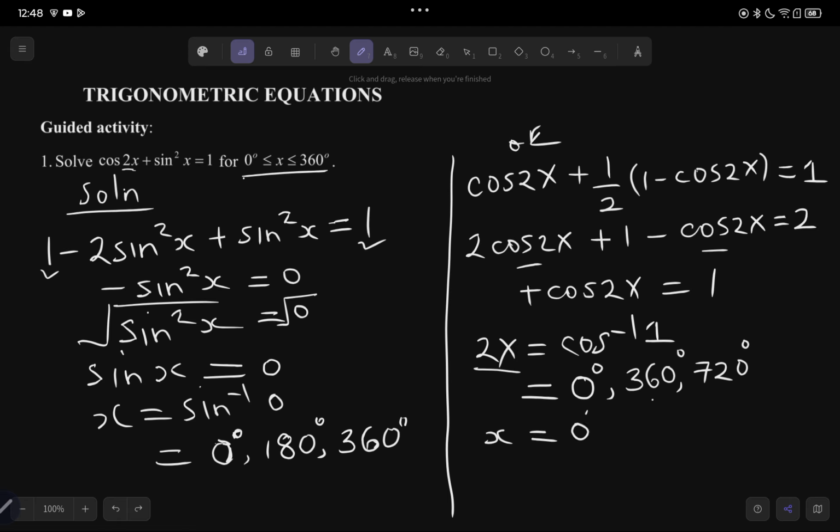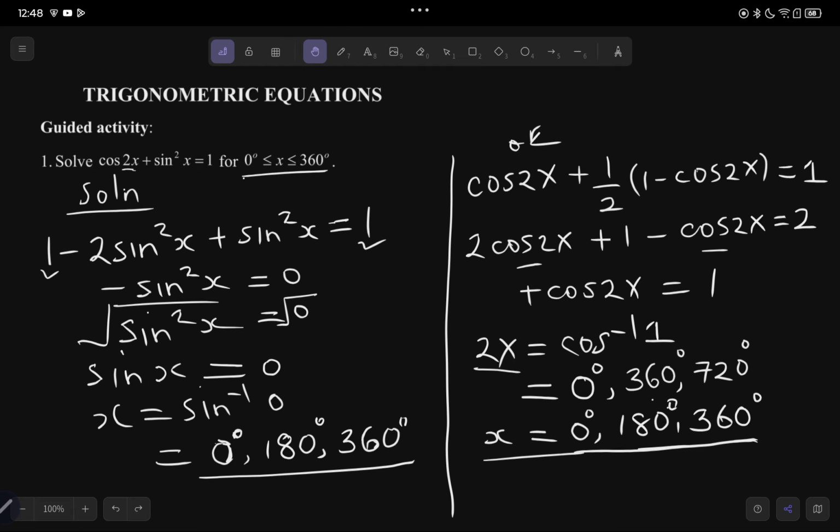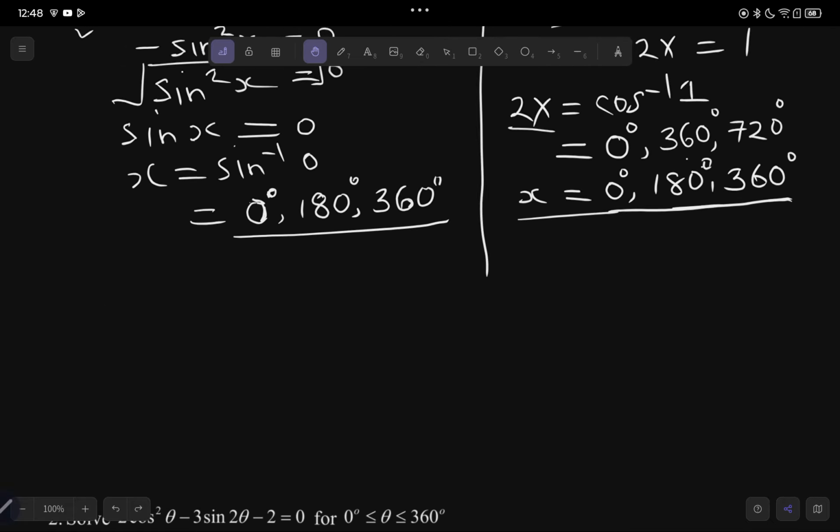So 0 divided by 2 is 0. 360 divided by 2 is 180. Then 720 divided by 2 is 360 degrees. So we again end up with the same answers as we got using method 1. Let's go to question number 2.